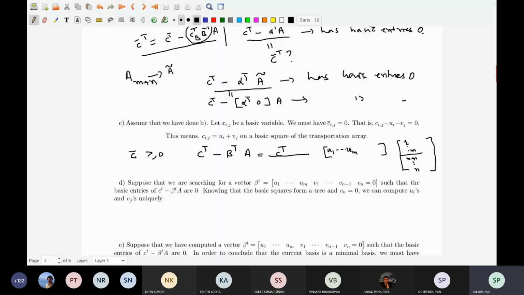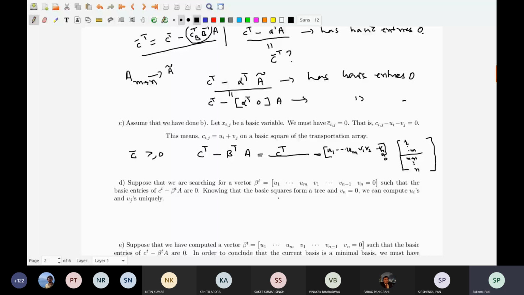So you write these entries V1, V2 up to Vn. And your Vn is the last one, which is 0, but it doesn't matter. So you have C transpose minus this much. Okay. And you want to compute what? Now you want to compute, I want to check whether this difference is greater than equal to 0. At where? Now at the non-basic place.